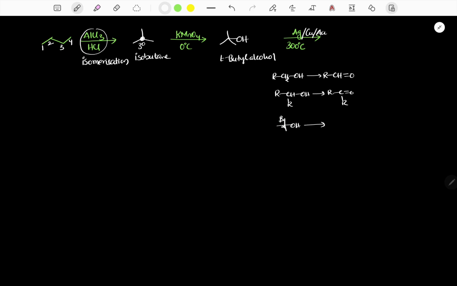And tertiary alcohol undergoes dehydration, finally giving the corresponding alkene. So in this case also, this tertiary alcohol undergoes dehydration, finally we get the corresponding alkene. So this reaction is dehydration, and the product is called isobutene.